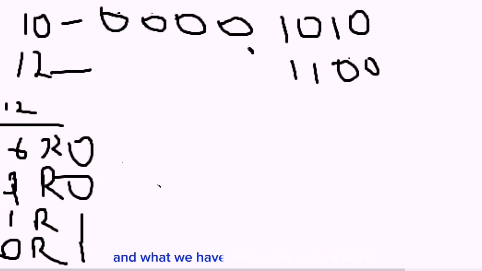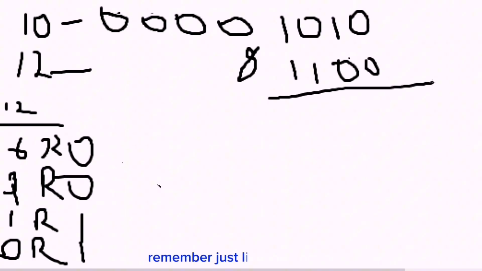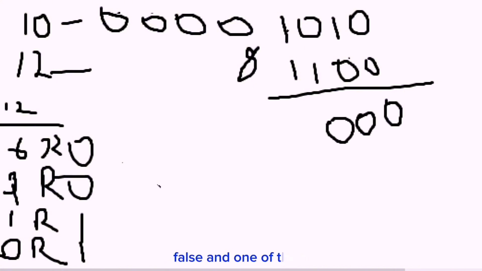And what we have here is the ampersand, which is the AND. Remember, just like the normal AND, when both of them are false, that is 0, 0, our answer should be 0. When one of them is true and the other one is false, since it's AND, it will be what? It will be false. When one of them is false and the other one is true, it is still what? False. And when both of them are true, then we have true.